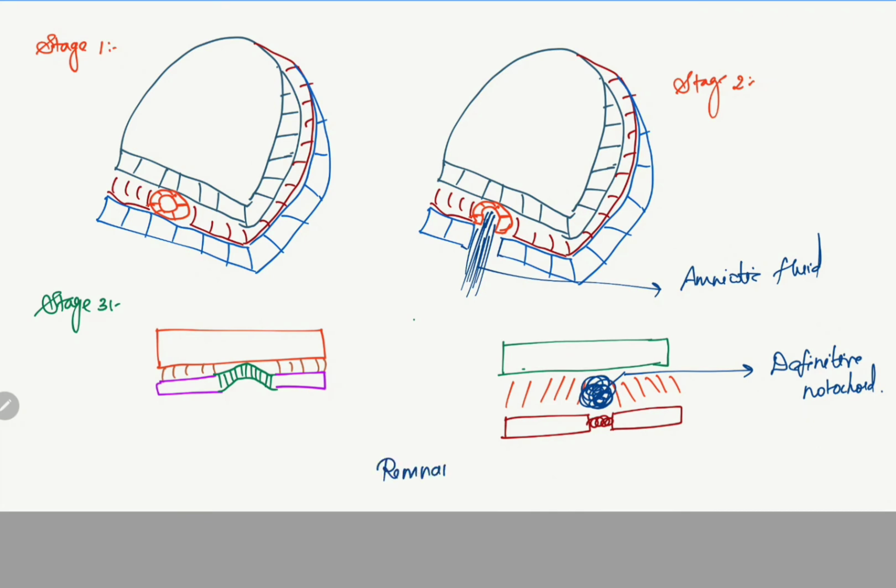In adults, the remnant of notochord is called the nucleus pulposus. So nucleus pulposus, where is it present? It is present in the intervertebral disc.